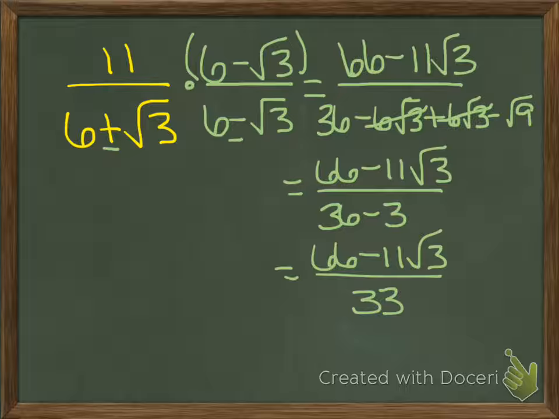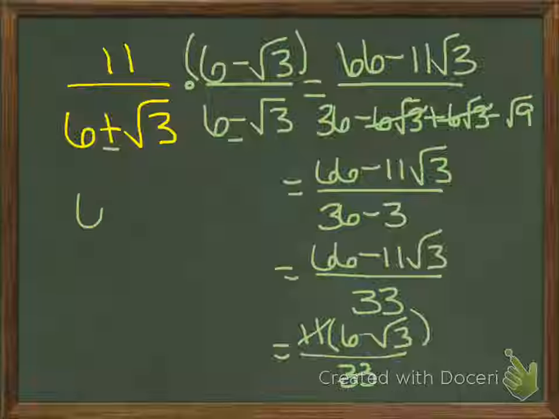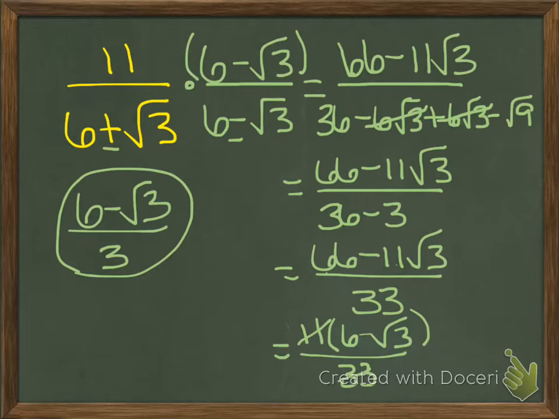Now, we need to simplify here, and notice that there's a common factor that goes into 66, 11, and 33, and that's 11. So I'm going to pull the 11 out, give myself 6 minus the square root of 3 on top over 33, and then the 11 goes into 33 3 times, so thus your final answer becomes 6 minus the square root of 3 over 3. And you're done.